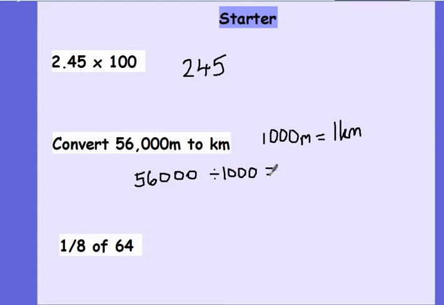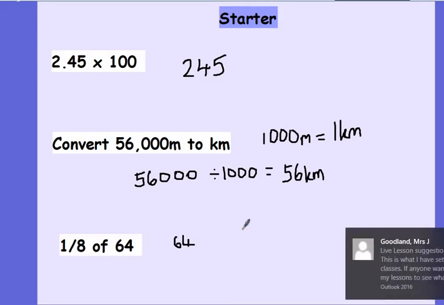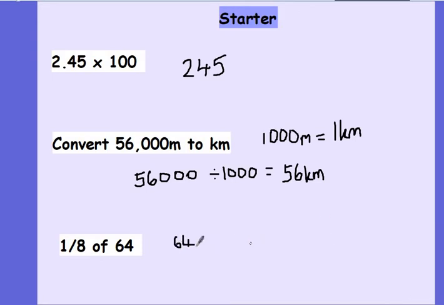So what's that going to be, Ryan? 56 kilometres. Splendid. And if I want to find 1/8 of 64, Rowan, what do I need to do? Exactly, I need to divide 64 by 8. 64 divided by 8 tells me 1/8 of 64 is just 8.